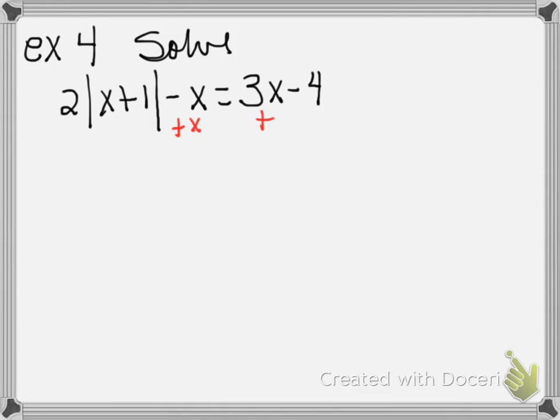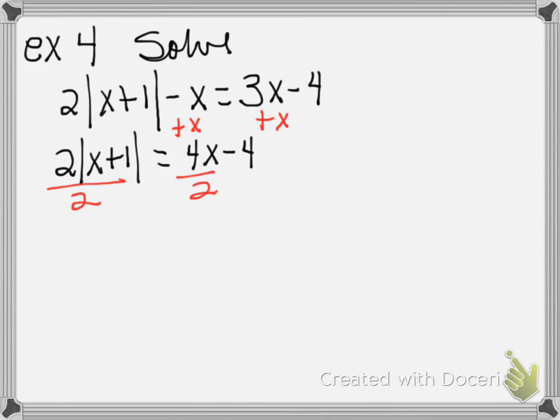Don't forget, we have to get the absolute value by itself. So we have to get rid of that negative x and we have to get rid of the 2. We're going to get rid of the negative x by adding x on both sides. Now I've got to get rid of that 2. I am multiplying 2 times that whole parentheses. So to get rid of it, I'm going to divide. And when I divide by 2, I have to divide every single term by 2.